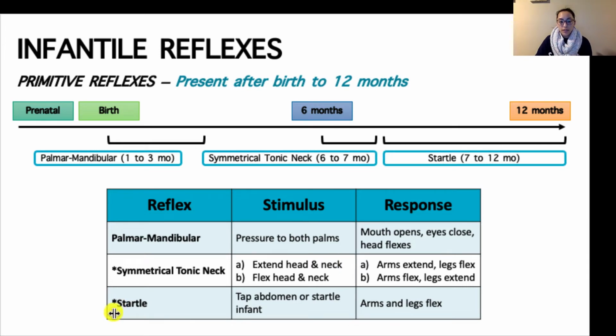We also have the startle reflex, which if you tap the abdomen or you startle the infant, their arms and legs will flex in towards their body. And that one's present between 7 to 12 months.